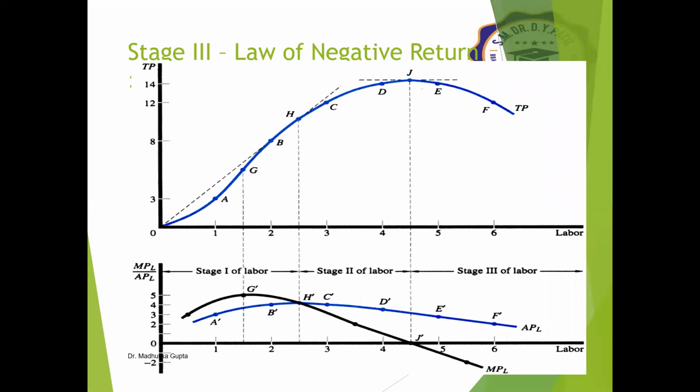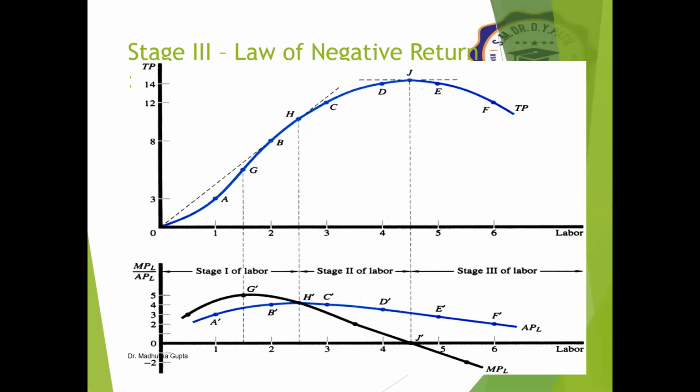Now let's understand the third stage, that is the law of negative returns. You can guess why it is negative returns, because your MP is negative now, because MP cuts the x-axis at point J dash where stage 2 ends. So stage 3 begins after point J dash where MP is 0. Now MP is falling, it is below, so it is negative. So you can guess why it is called negative returns.